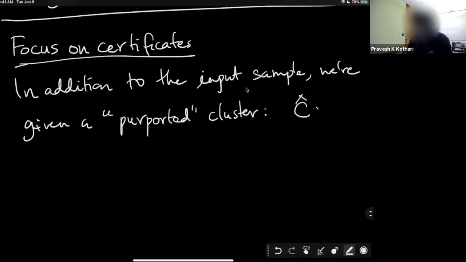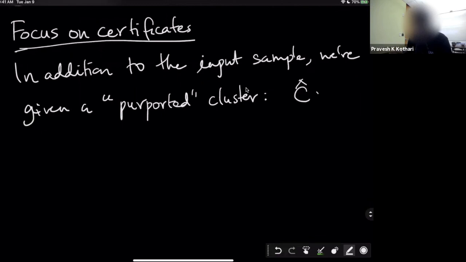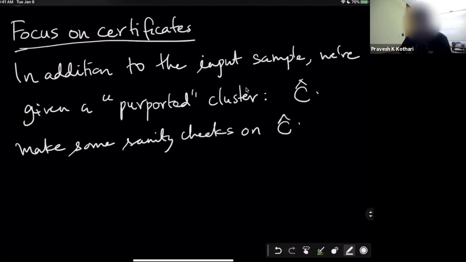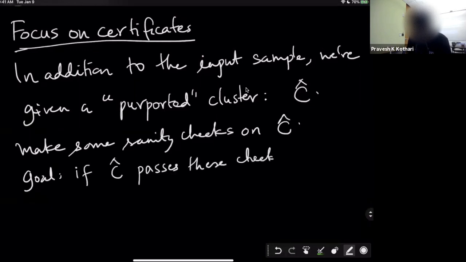Now, how can you do this? Well, what you can do is make some sanity checks on C hat, right? And your hope is that if C hat passes these sanity checks, then it better be close to a good cluster. Your goal would be to prove that if C hat passes these checks, then it's close to a good cluster.